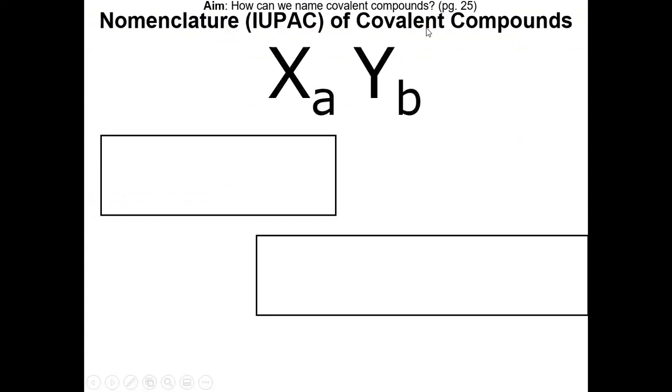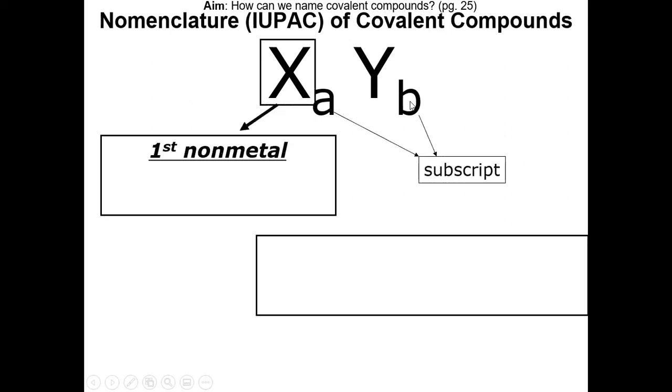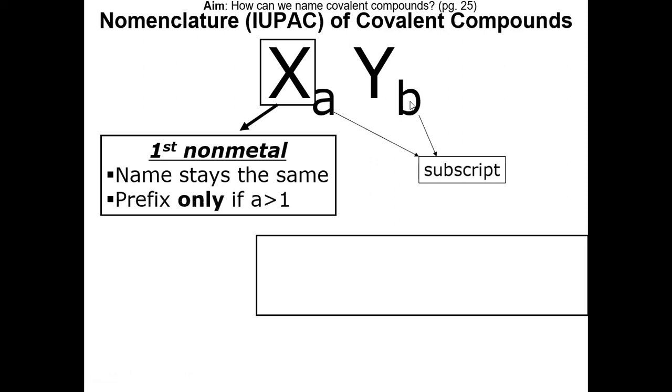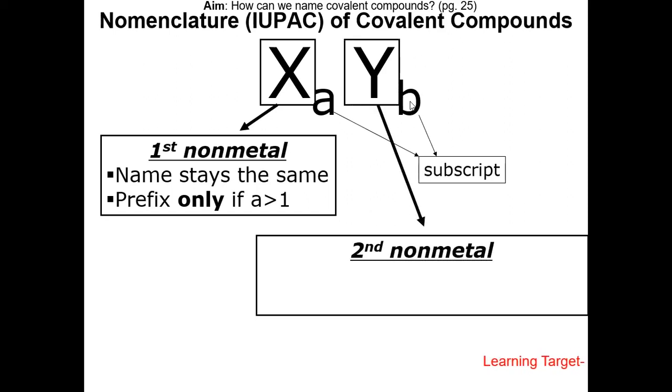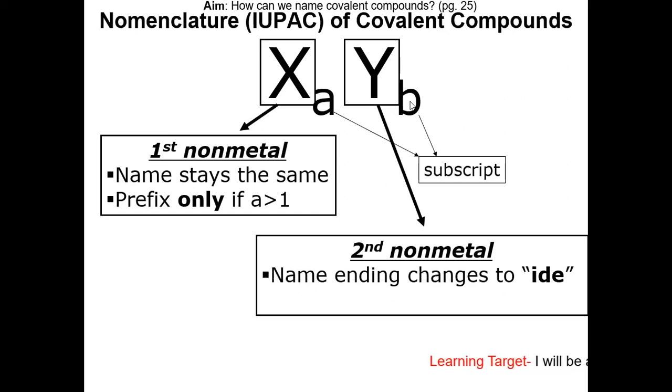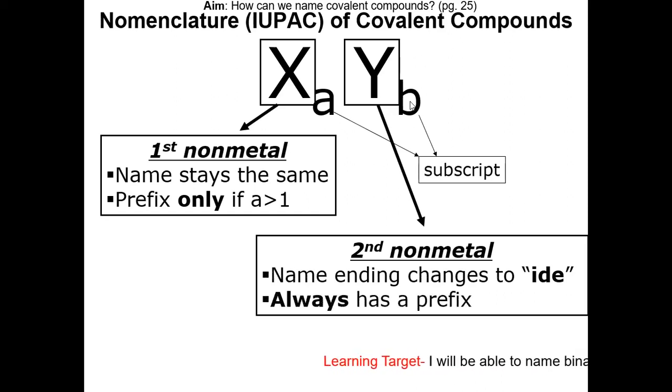Here I have a generic binary covalent compound. X and Y are the nonmetals, A and B are the subscripts. For the first nonmetal, the name stays the same. You only add a prefix if the subscript is greater than 1. If the subscript is 1, you do not add a prefix. For the second nonmetal, the ending changes to IDE and you always have a prefix.